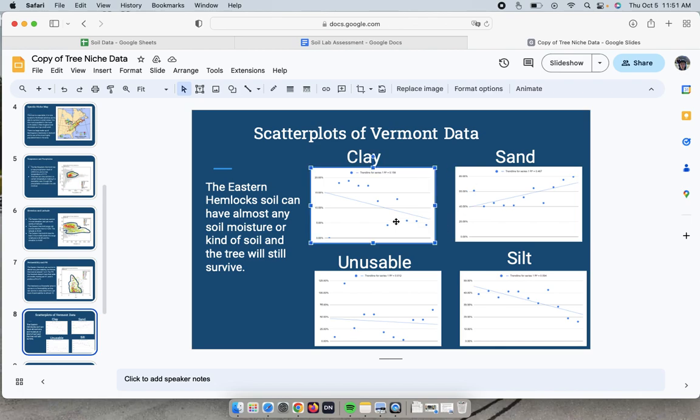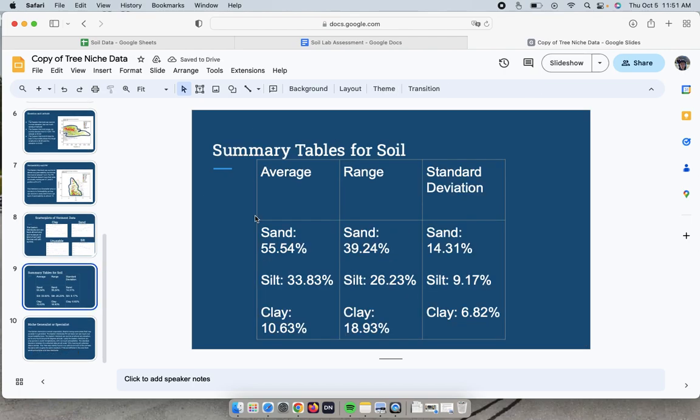You also have scatter plots that you can use, and also computations that have the averages and the ranges and the standard deviations for clay, sand, silt, and sometimes moisture. Standard deviation just means how error prone your data is. A smaller value in proportion to the average, the better. So actually, when I look at the standard deviation, sand and silt are pretty good. Clay is a little error prone. 6.82 compared to 10, that's not the best set of data.